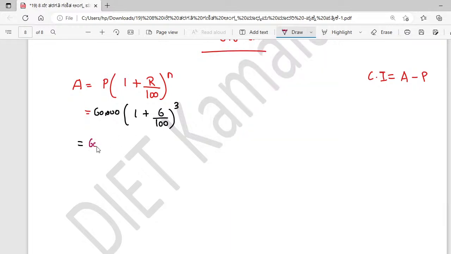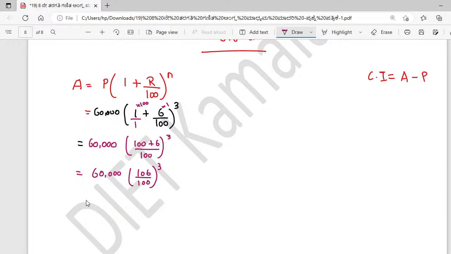So 60,000 of, we just need to take out an LCM. In the first term there is nothing in the denominator, so we consider it as 1. What will be your LCM? 100. So what are you going to multiply here? 1 into 100 will give you 100, plus 6, whole to the power of 3. So 60,000, 106 by 100, whole to the power of 3.